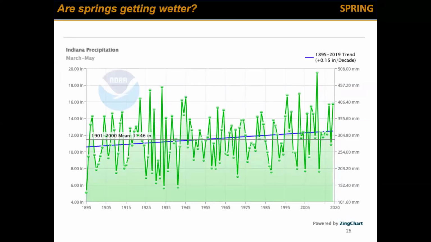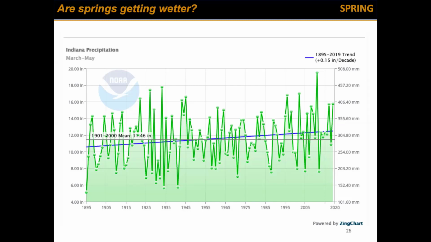Moving on to spring, let's look at the March, April, May precipitation totals for the state. There's a lot of variability from year to year, which may otherwise make it difficult to tell if there's been an increase or decrease in the seasonal amount since 1895. However, the blue trend line indicates that there's been 1/1500ths of an inch increase per decade, or almost 2 inches more rainfall on average in the spring today than there was 125 years ago.